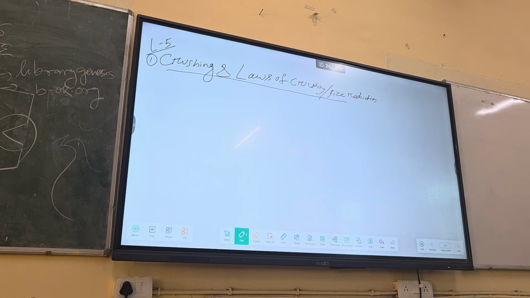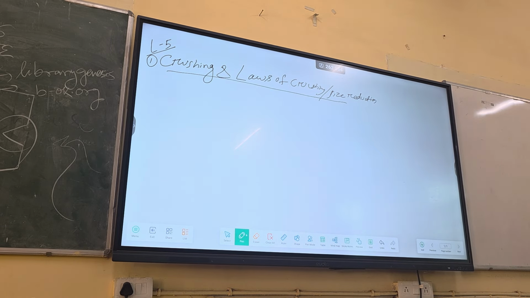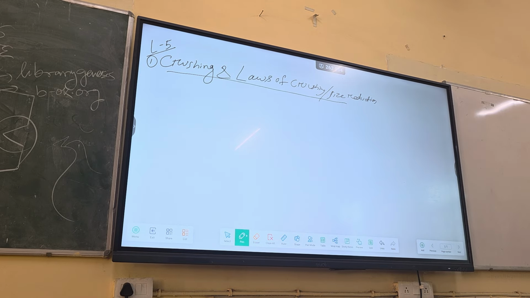And similarly, what about reduction ratio? If I am moving from crusher to grinder, what happens to the reduction ratio? Will it decrease or increase? Surface area increases if you move from crushing to grinding. But what happens to the reduction ratio? Will it increase or decrease?